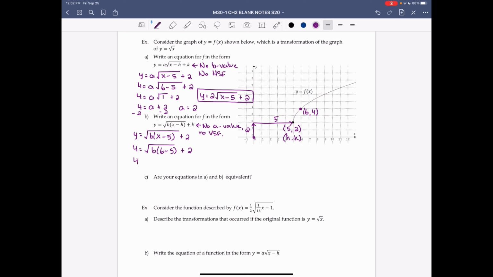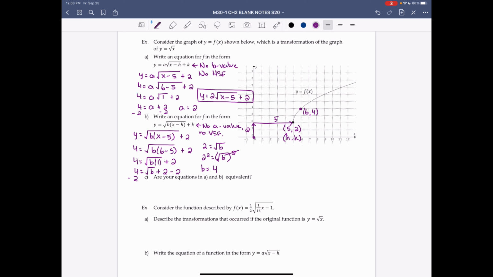Then we want to simplify. 4 equals square root of b times 6 minus 5 is 1, plus 2, so we get 4 equals square root of b plus 2. Next I want to subtract 2 from both sides. And we get 4 minus 2 is 2 equals the square root of b. And then we want to square both sides. Squaring and square rooting undo each other, so we're left with b equals 4.